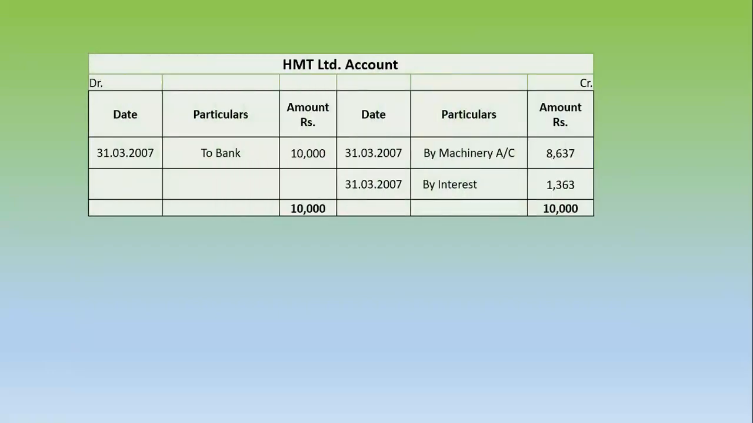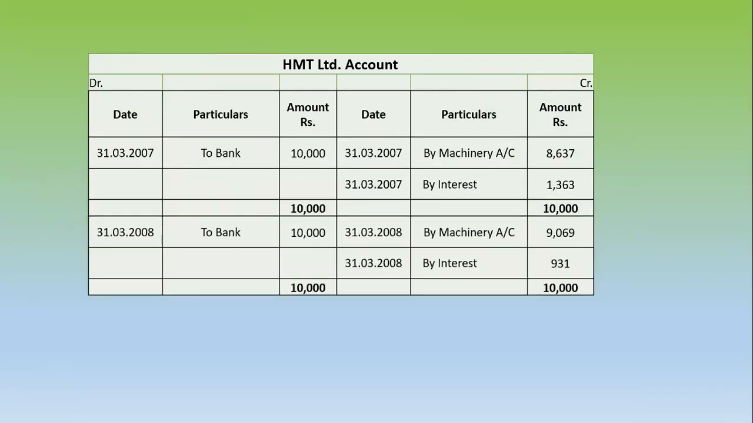Now we will see the hire vendor account. Here the hire vendor will be HMT Limited. For this ledger we are following the same format. The installment paid for the first year is 10,000 rupees. This installment value includes cash price and interest. So debit side to bank account 10,000, credit side machinery account 8,637 and interest account 1,363. Both sides tally for the first year, and the second year is the same because the installment value is the same, no changes. Only the interest and cash price values change.